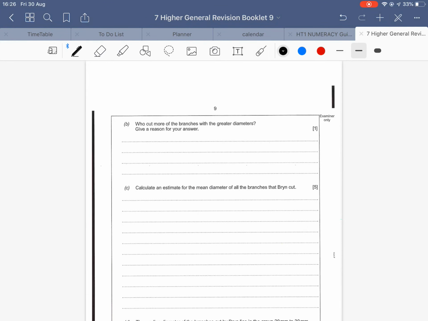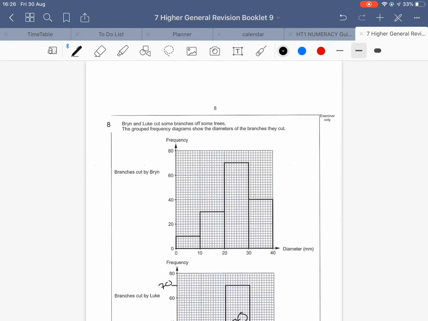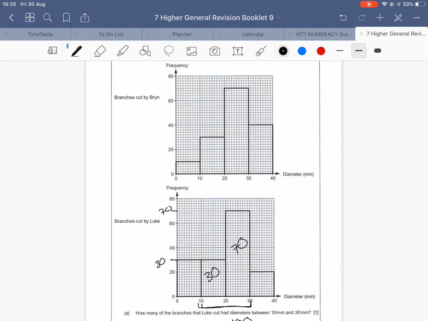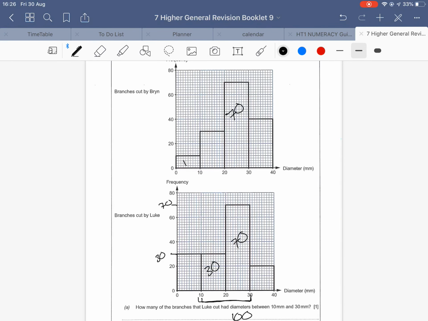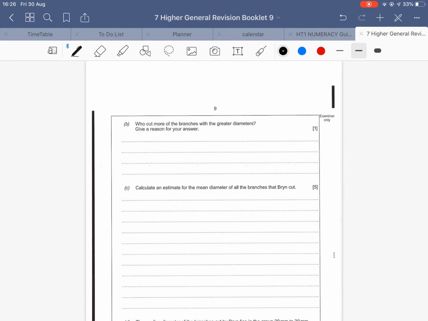Who cut more branches with a greater diameter? Give reasons for your answer. So this one is also 70. I'm just going to write the values in all of them. So that's 10, that's 30, and that's 40. That's 20, that is also 30. You can clearly see that it's Bryn, because this is 70 and 40, that's 70 and 20. So he does 20 more. You could have just focused on the 30 to 40 gap if you wanted to. So you're going to say Bryn, but make sure you say something like between 30 and 40 is more, for example.